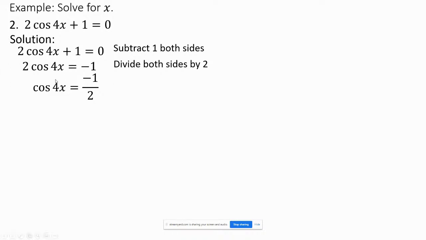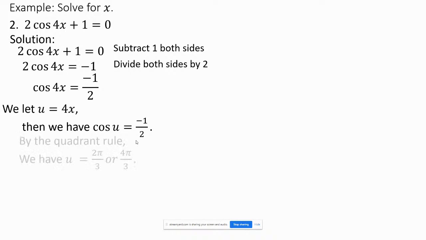Okay, sir, 4x yung ulit yung angle eh. O, di mag-represent ulit. Let u be equal to 4x. Then, kung papalitan ko si 4x ng u, magiging cosine u equals negative 1 half. Tama? For cosine to be negative, it should be in quadrants 2 and 3. Or 3 rather. Quadrant 2 or quadrant 3.